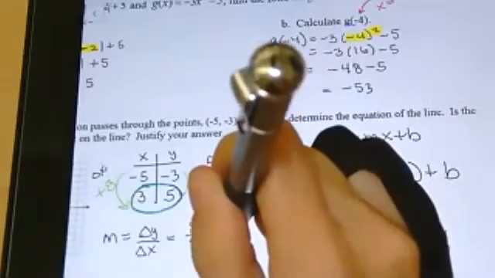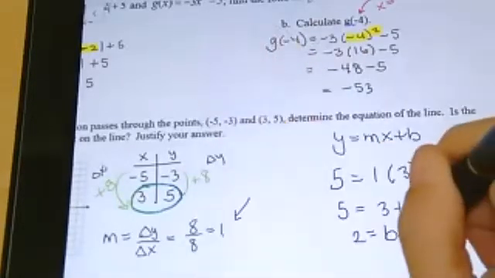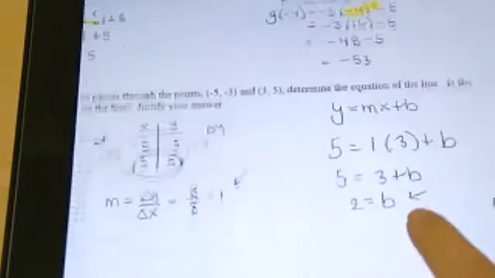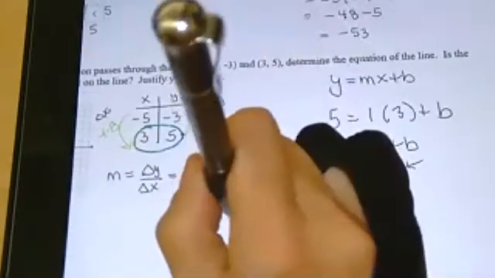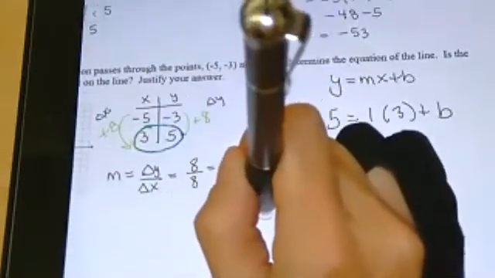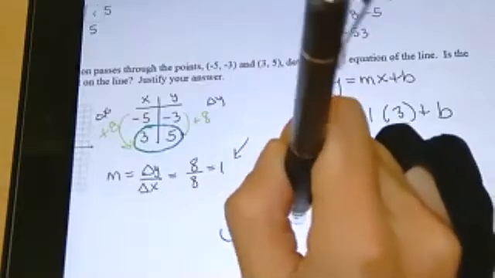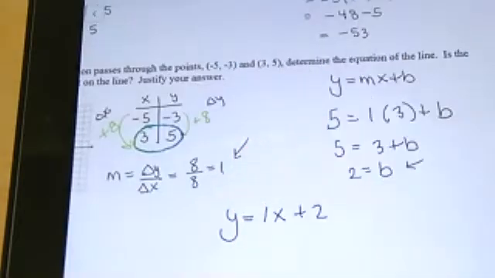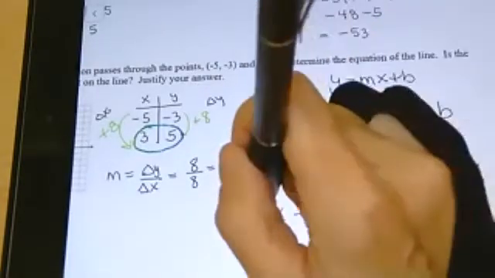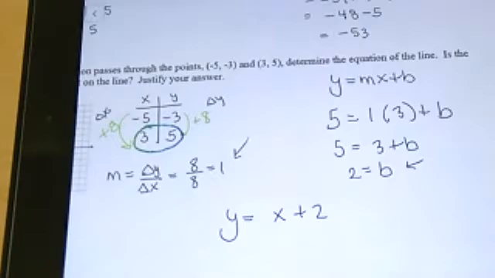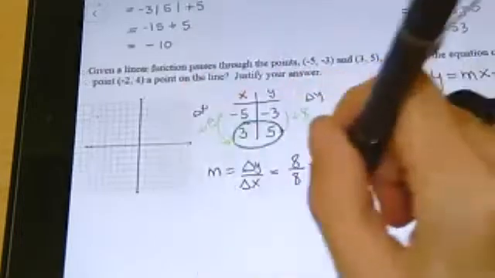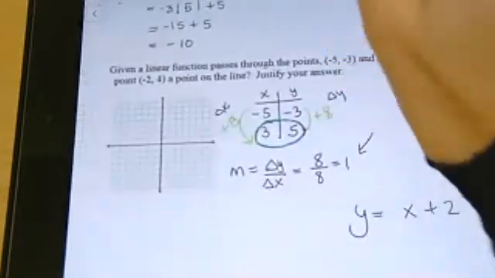So there's my slope right here, and there's my y-intercept right there. So my equation is y equals 1x plus 2. 1x is the same as x, so the 1 is completely optional. You don't have to write the 1. So my equation is y equals x plus 2. Okay, so there's my equation.